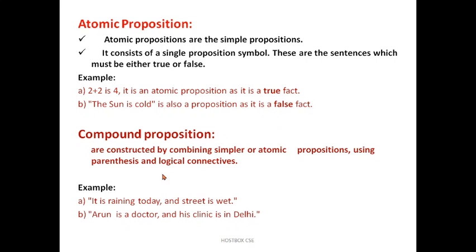Then compound propositions. What are compound propositions? These are constructed by combining simpler or atomic propositions using parentheses and logical connectives. That means we are going to combine two sentences. For example, you can say it is raining today and the streets are wet. Another example: Arun is a doctor and his clinic is in Delhi. Like that, you can combine two sentences. That is a compound proposition.